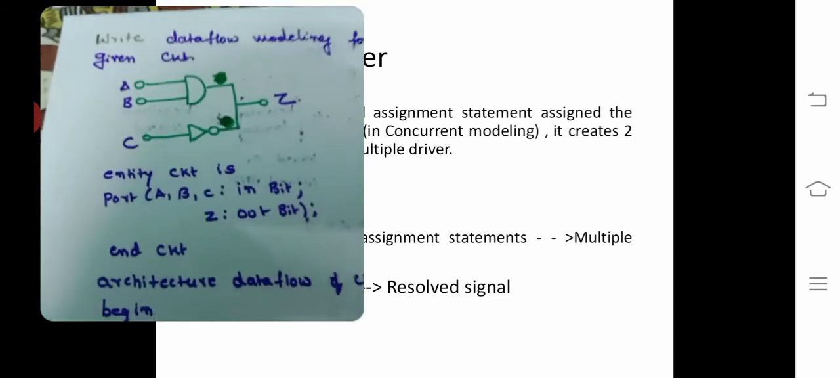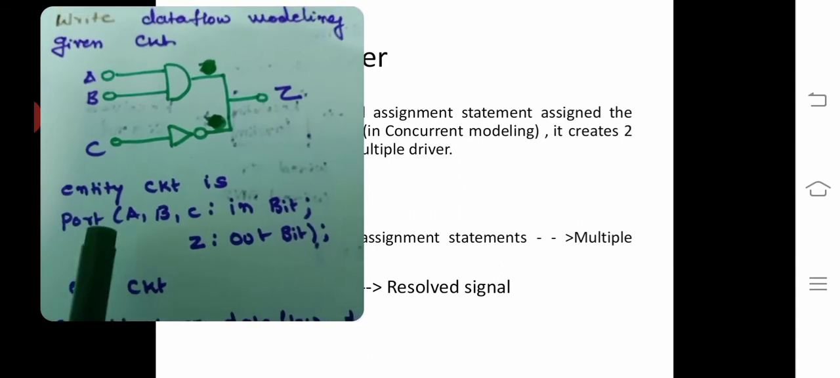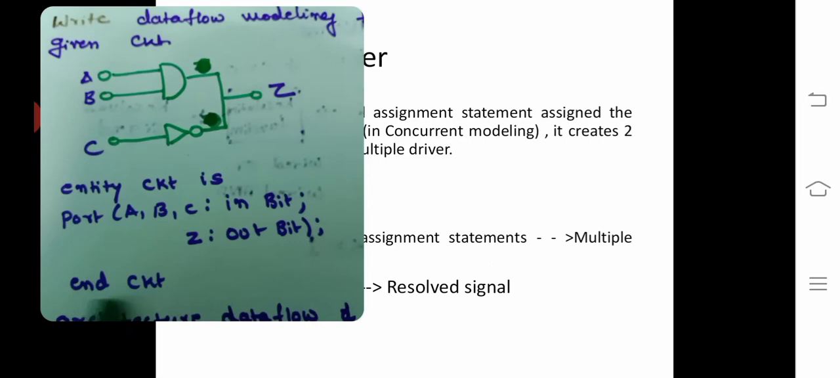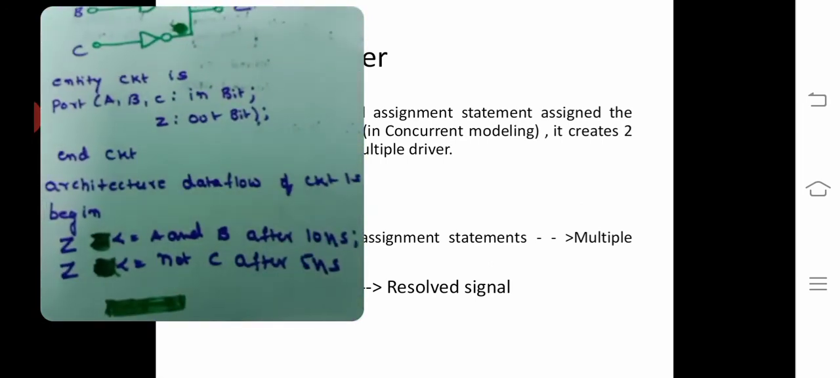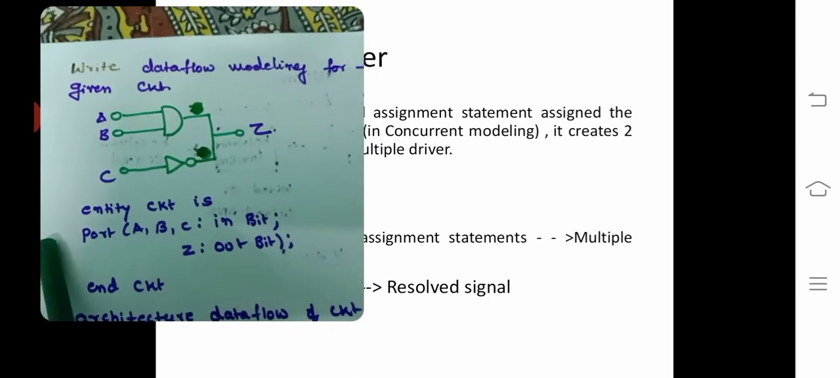So here you see I have written this one. The entity part is the same, that is A, B, C are the inputs and Z is the output. All of you know this, it is an AND of the circuit. Then how are you going to write the architecture part? Z is equal to what are you going to write here?